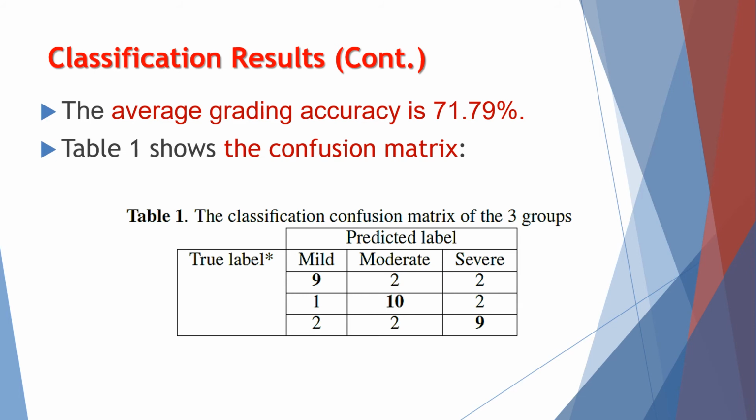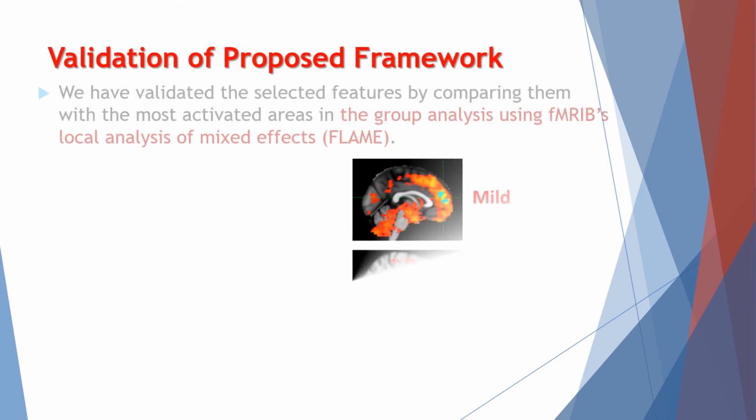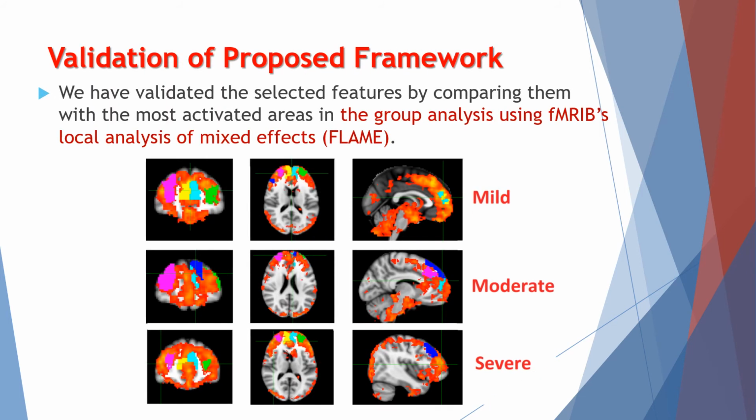We have performed the validation step to our framework. Since features represent areas, as each area has a histogram of 6 values, if the recursive feature elimination selects these 6 values, that means that this area is a discriminating area. We have applied group analysis for each of the included 3 groups using FLAME, which is a tool in FSL that is used for high-level analysis.